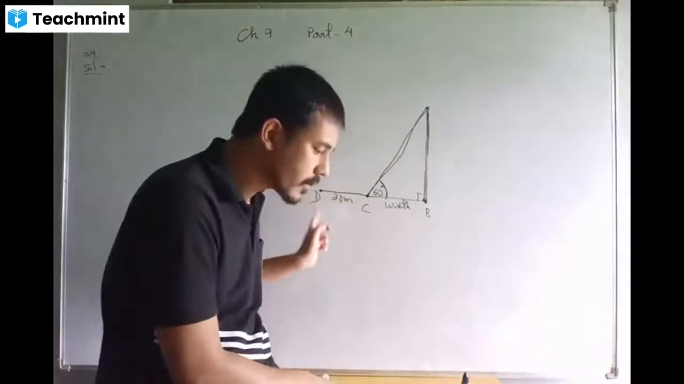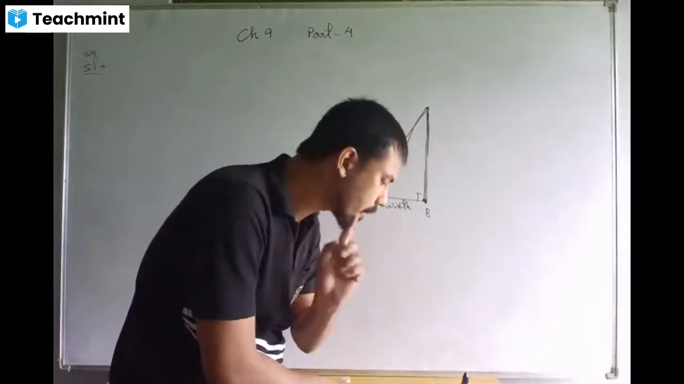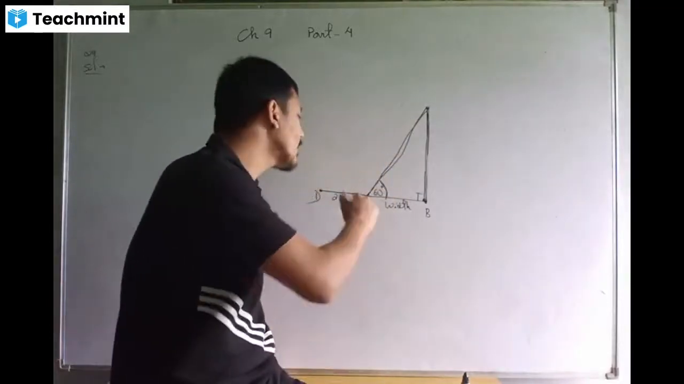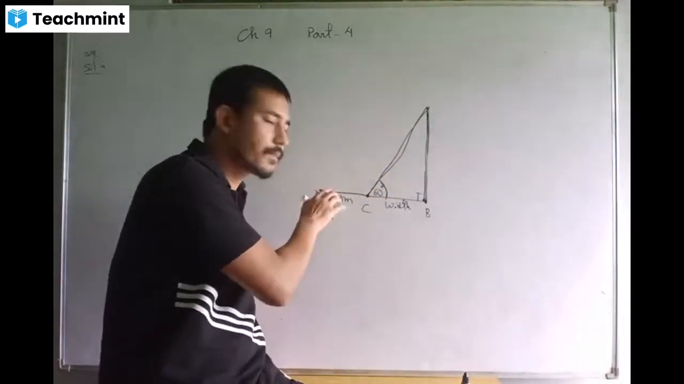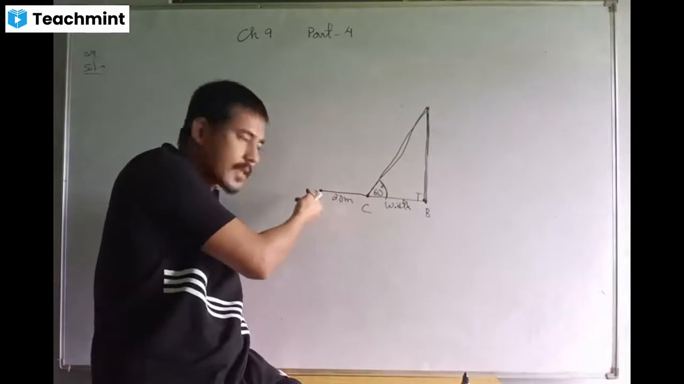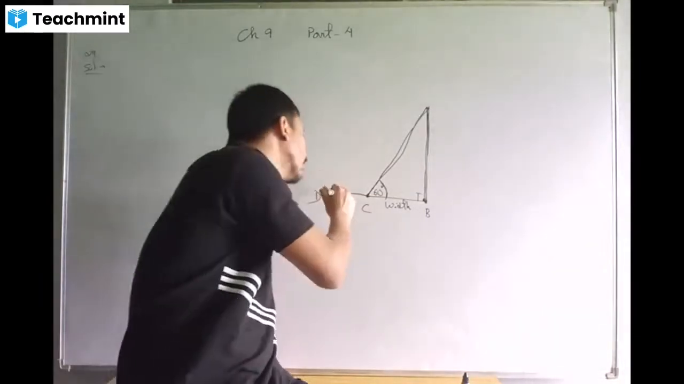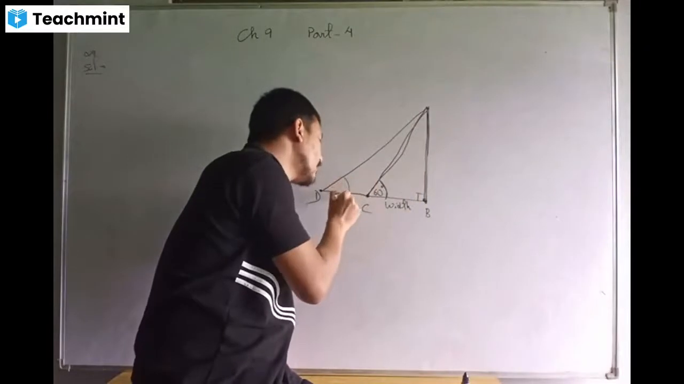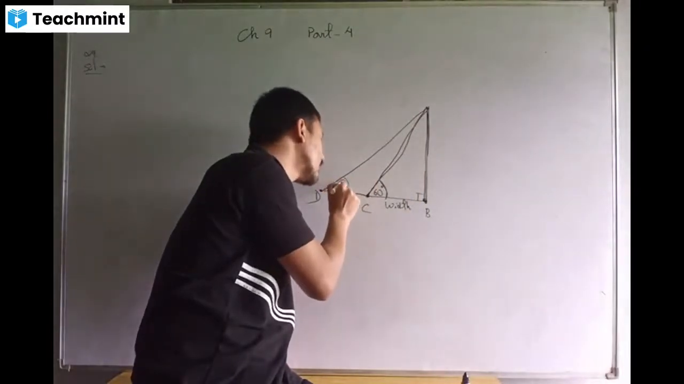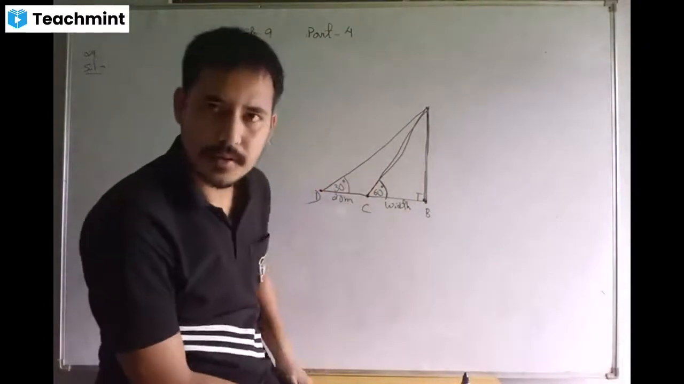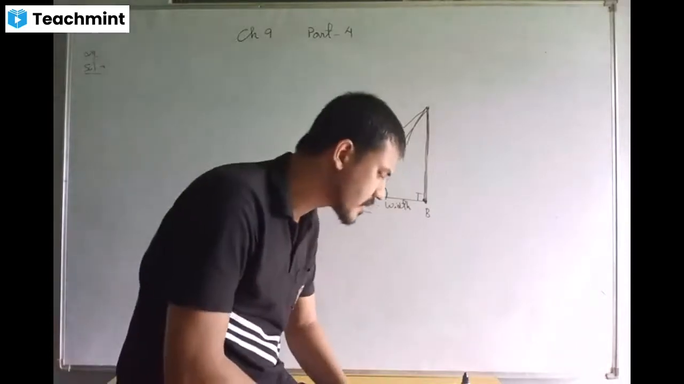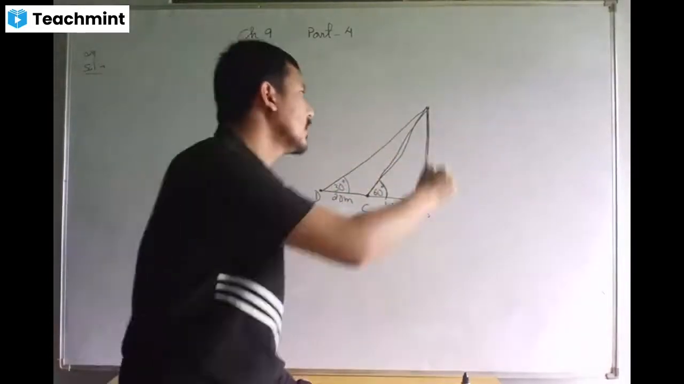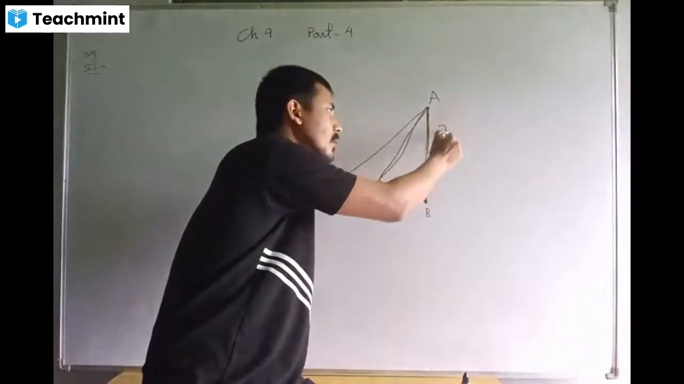From this point, when you look at the top of the tower, after moving 20 meters away from C, the angle of elevation now decreases to 30 degrees. Question is, find the height of the tower. Here AB is the height of the tower.